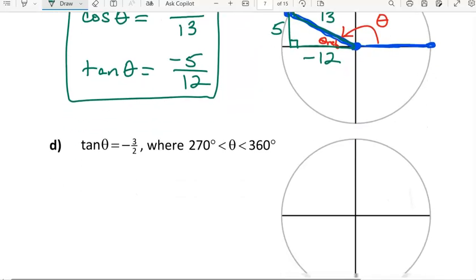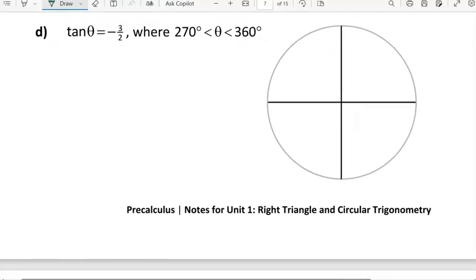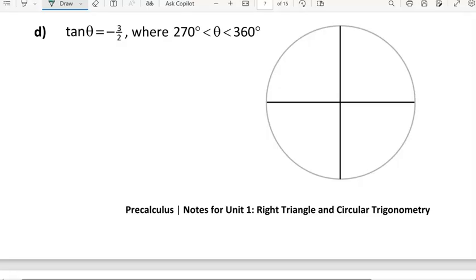All right, let's try D on your own. This is an angle between 270 and 360 where tangent of theta is given as negative 3 over 2. Pause the video while you try this one.